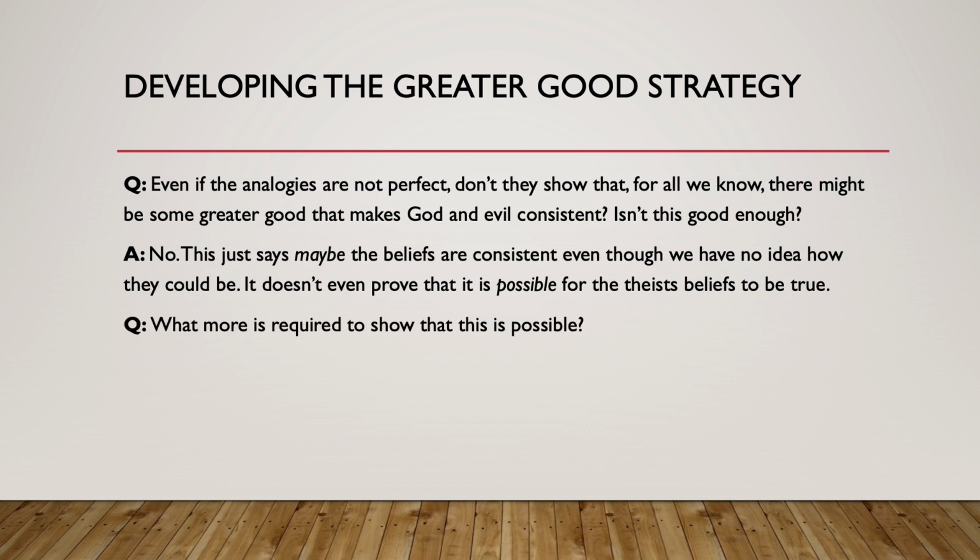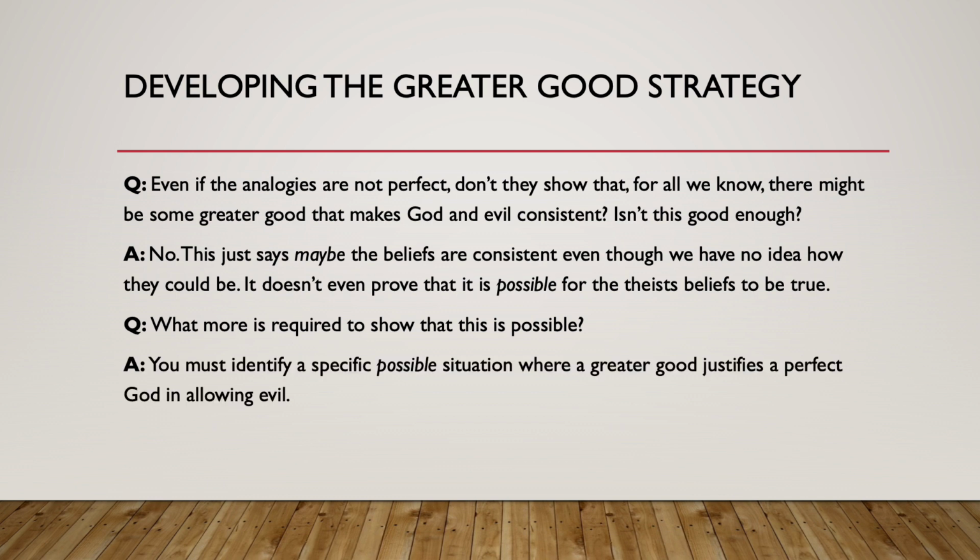So what more then is required to show that this is possible? You must identify a specific possible situation where there's a greater good justifying a perfect God in allowing evil. Notice, I don't say that you have to identify God's actual reasons for allowing evil, but at the very least, to show that it's possible for God and evil to exist, you have to identify a possible reason where God would allow at least some evil.